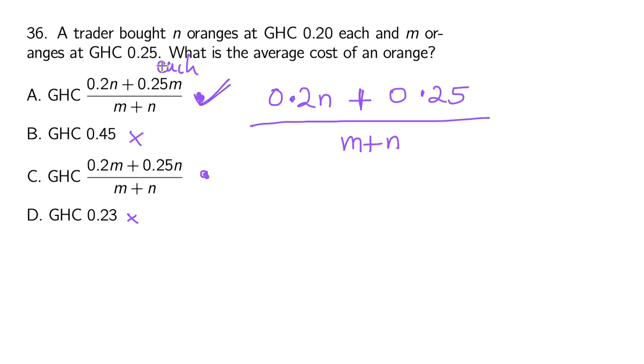This means that in actual fact they wanted to put each here to make the question clearer. They should have done that. So if m oranges cost 0.25 each, then the total cost of those m oranges is 0.25 times m, and that's how you get A as the answer.